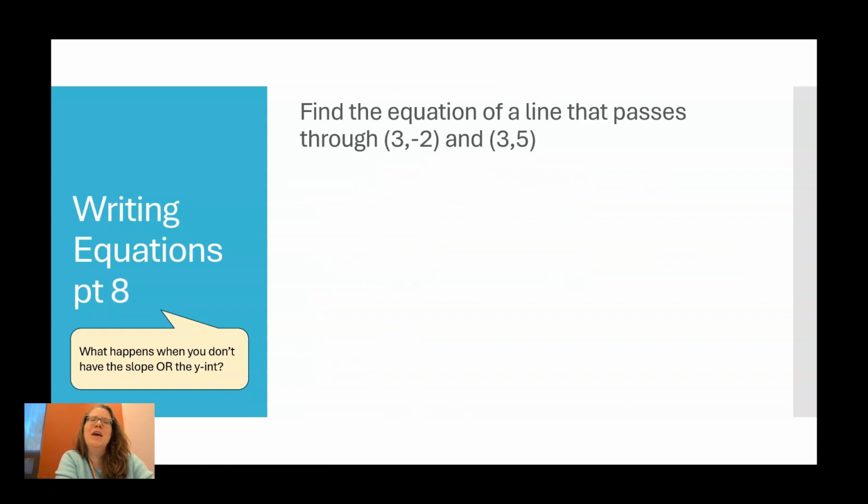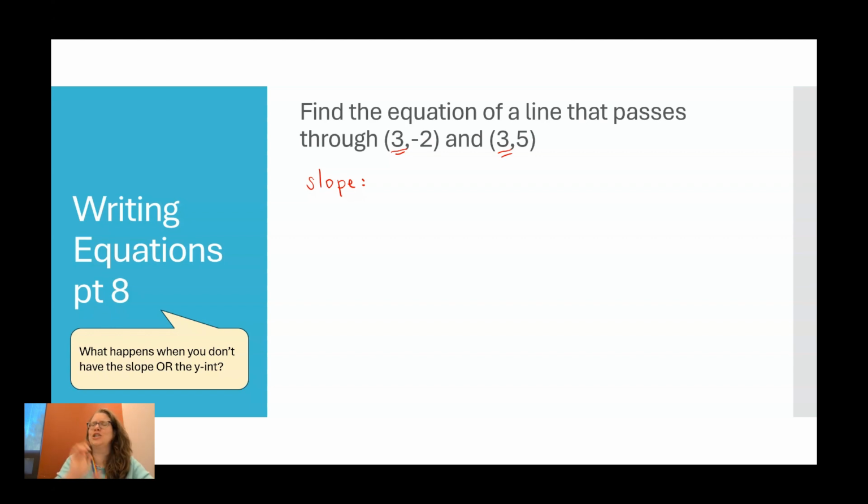One more time. Finding the slope of a line that passes through (3, -2) and (3, 5). Before we even do this, what do you notice? We should hopefully notice that we've got 3 here and 3 here. The same x value, but 2 different y values.